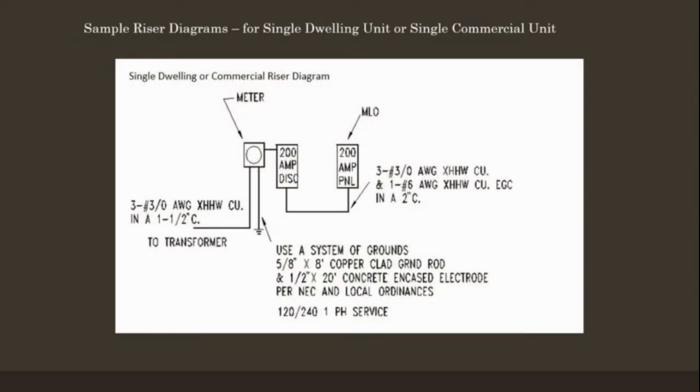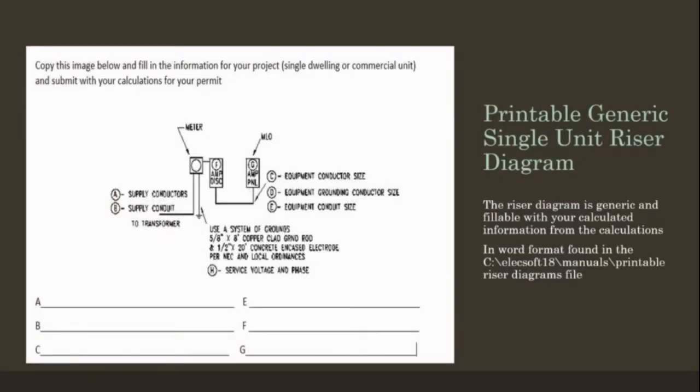Sample riser diagram for single dwelling unit or single unit commercial unit. Notice that this riser diagram contains all the information required to be submitted. Here is the printable generic single unit riser diagram. This is not a drawing program. However, letters are affixed to the components and then listed below. You can fill this in, and the file folder where this is located is in the side panel.